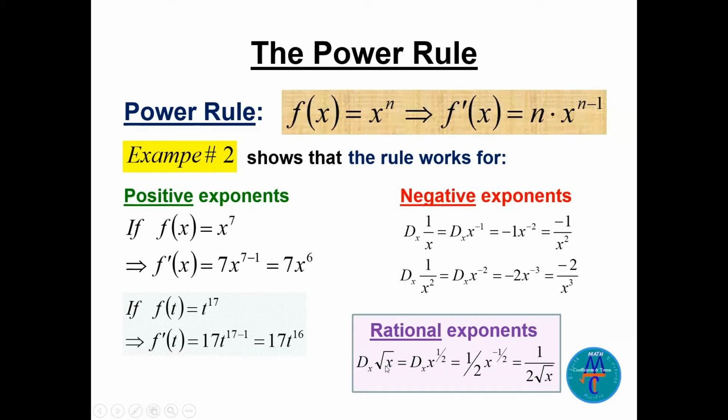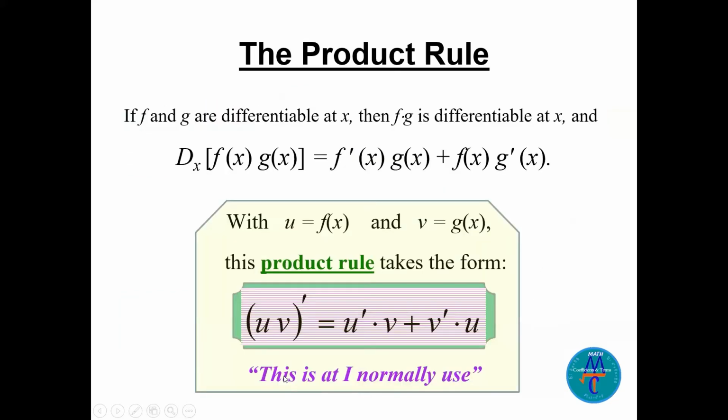If we need the derivative of square root of x, we can write x to the power half, bring the half down, subtract 1, it will be minus half, then the final answer will be 1 over 2 square root of x. So you can practice on these examples and also in the lecture.